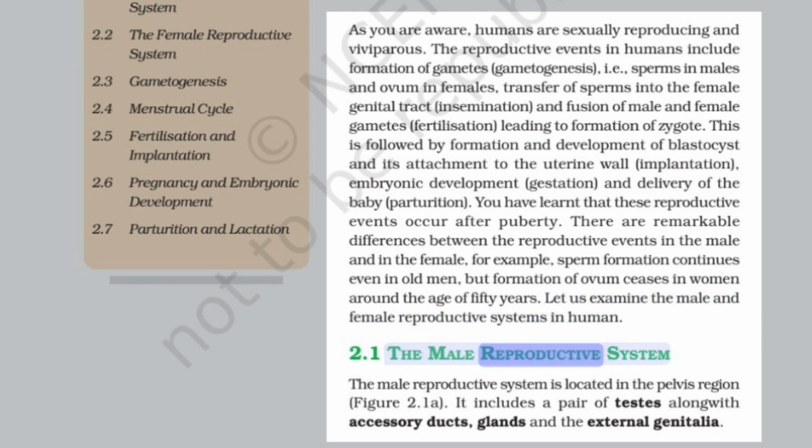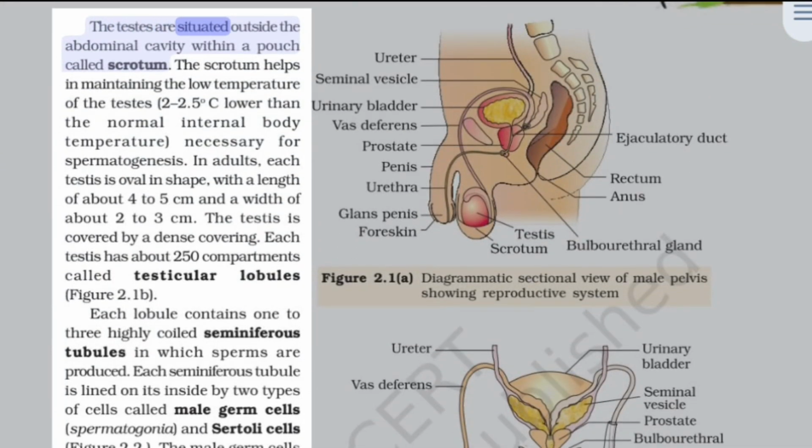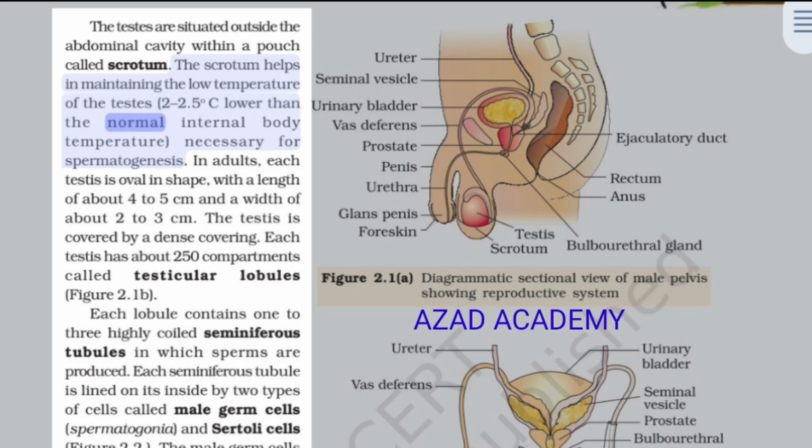The male reproductive system. The male reproductive system is located in the pelvis region. It includes a pair of testes along with accessory ducts, glands, and the external genitalia. The testes are situated outside the abdominal cavity within a pouch called scrotum. The scrotum helps in maintaining the low temperature of the testes, 2 to 2.5 degrees Celsius lower than the normal internal body temperature, necessary for spermatogenesis.